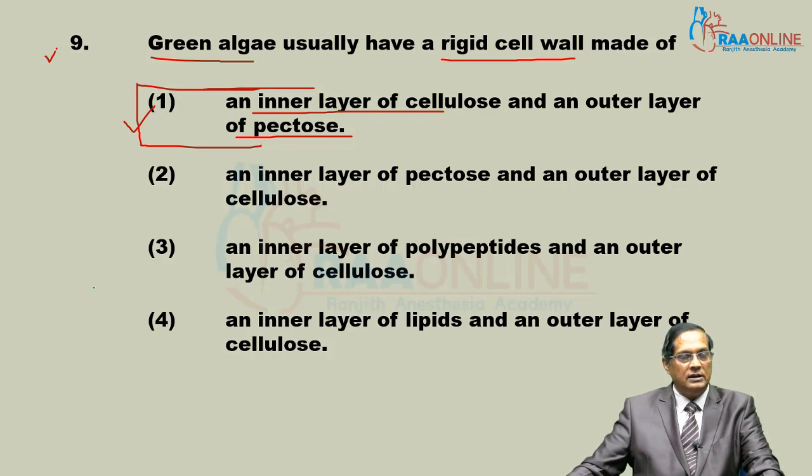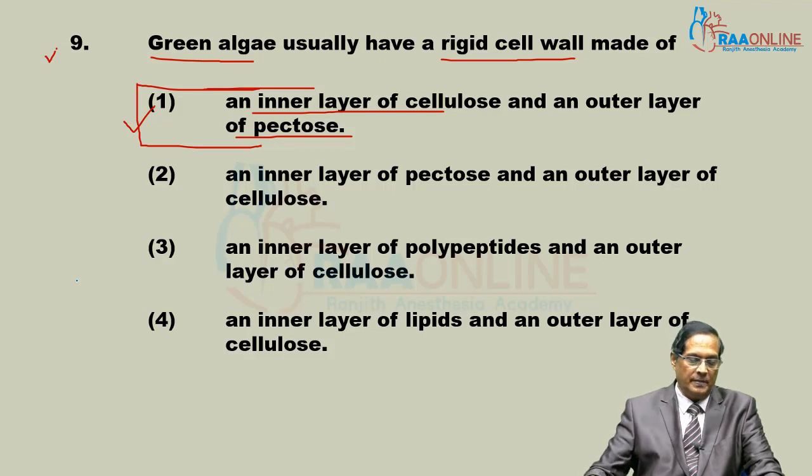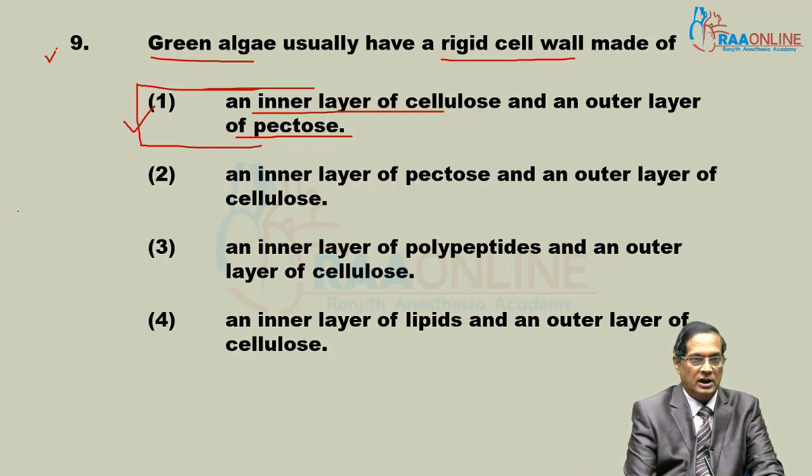In brown algae, there is an inner cellulosic layer, but the outer wall has non-sulfated phycocolloid.